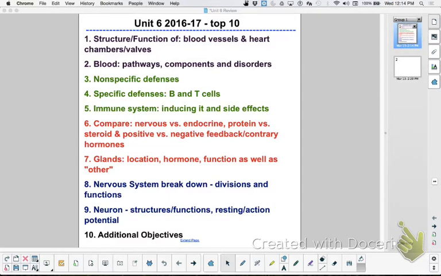You want to know your chambers of the heart. Do you remember them? Remember it like a box?